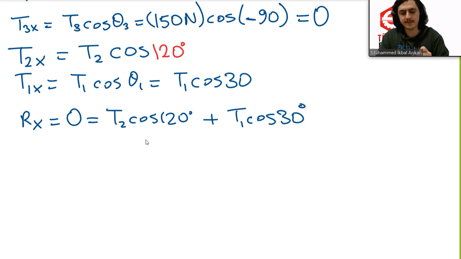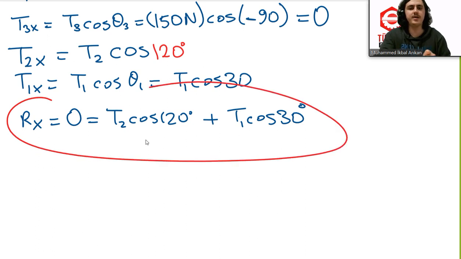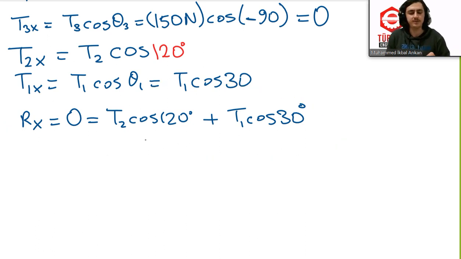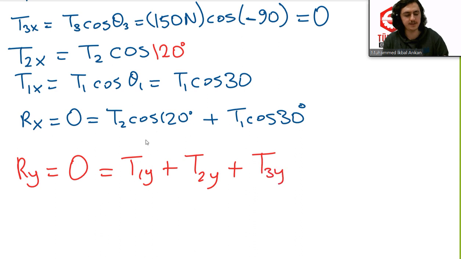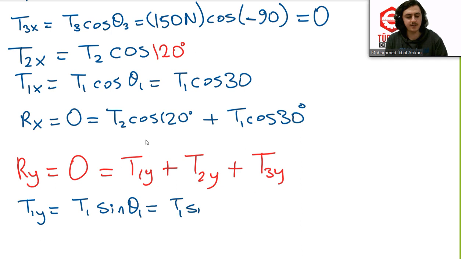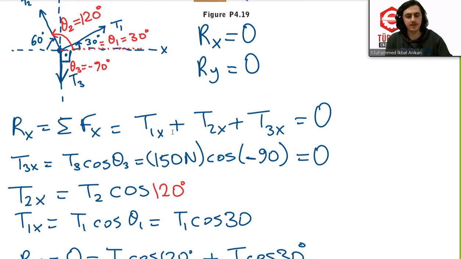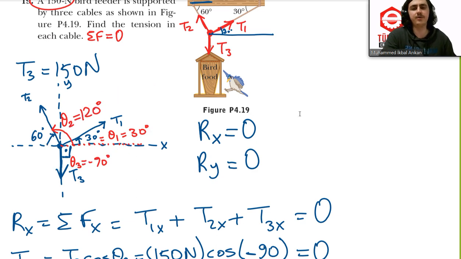Now let's move to the y-axis. The y-axis will give me some numbers, and in this x equation I don't have any numbers, so I cannot calculate T2 or T1. What about Ry? In the y-axis I have three forces: tension 1y, tension 2y, and tension 3y, their components in the y direction. How can I calculate T1y? It will be just T1 sine of theta 1, so T1 sine of 30, because our first angle is 30 degrees.